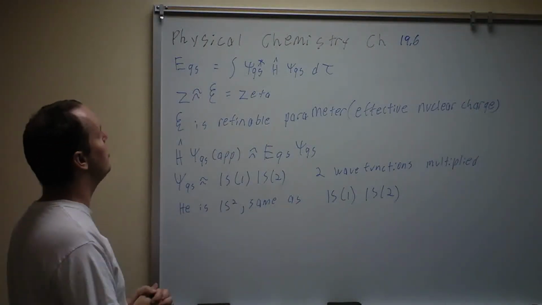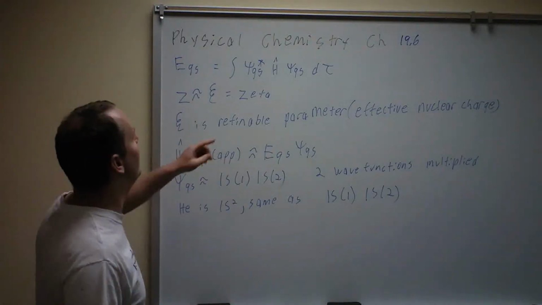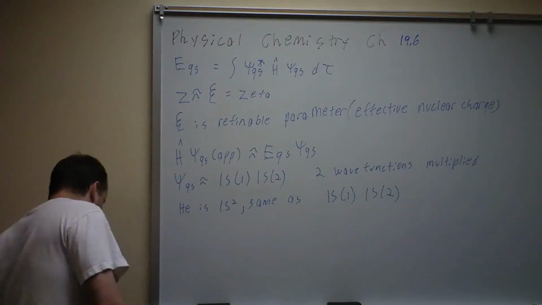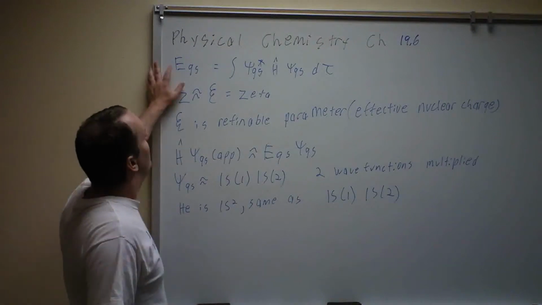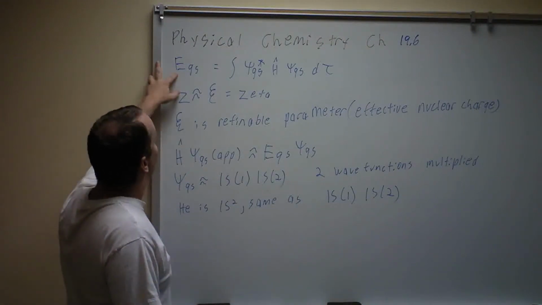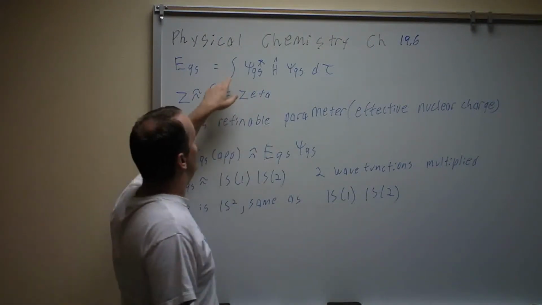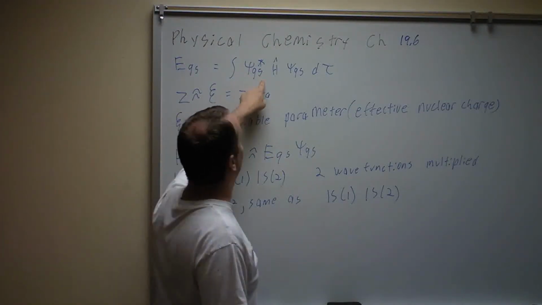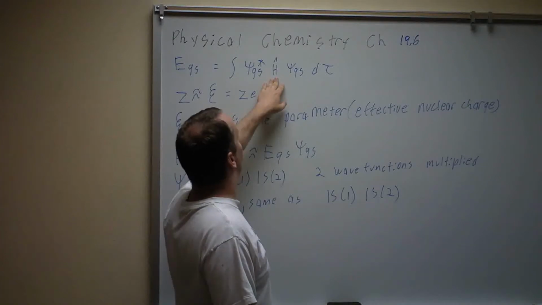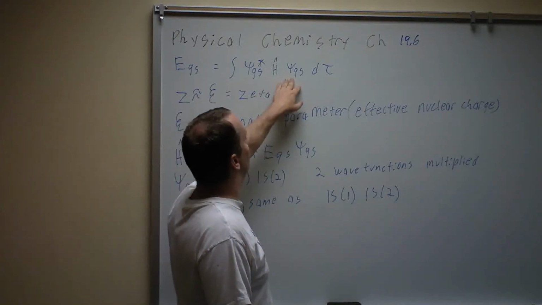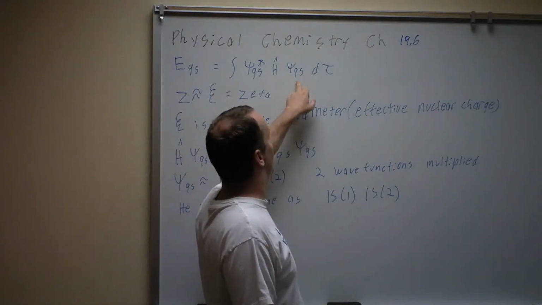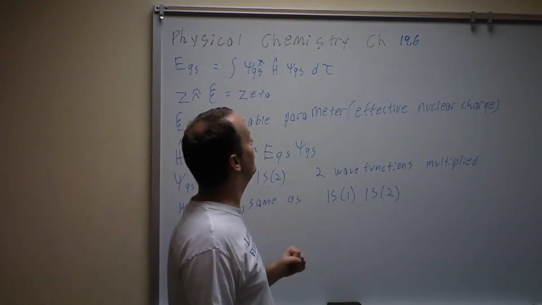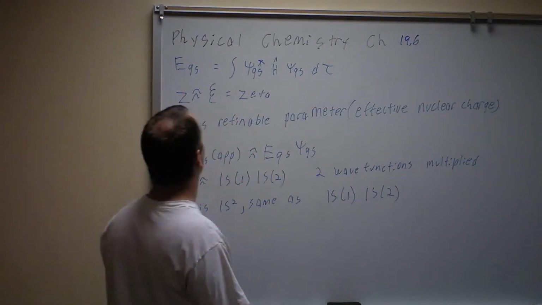Continuing on physical chemistry, chapter 19. We're actually in section 6. I said we were in 4. I don't know how I lost track of that. But anyway, remember the energy at the ground state is going to be the integral of the complex conjugate of psi at the ground state times the Hamiltonian acting on the wave function psi at the ground state, with respect to tau. Remember, tau means all space.